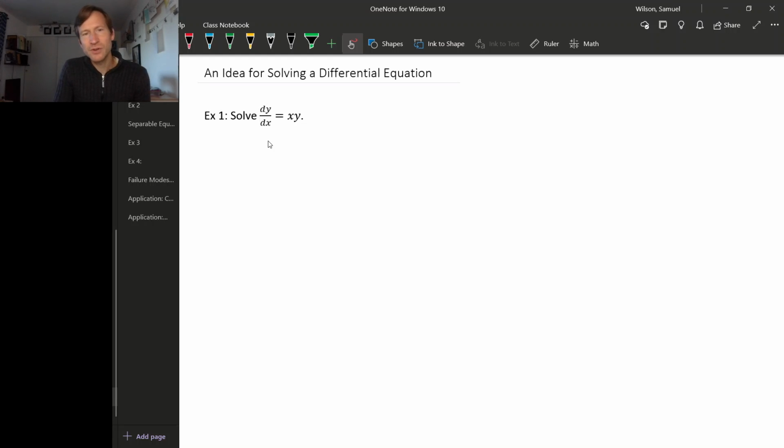So, one idea for how to handle this: what makes this awkward is the way that x and y are all mixed together in this equation. So why don't we just try to separate them? We could try to get all of the x's on one side of the equation and all of the y's on the other side. So we could start by dividing both sides by y. This would give us 1 over y times dy/dx equals x. And so now we have all of the y's on the left-hand side of the equation.